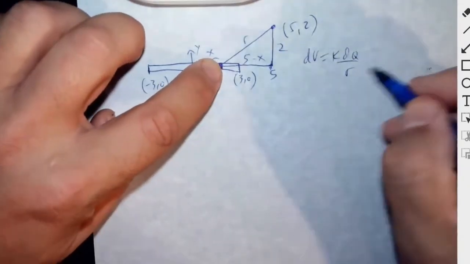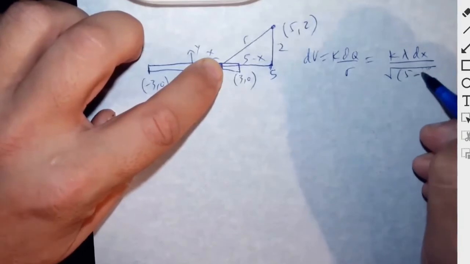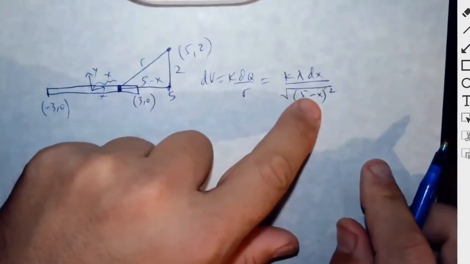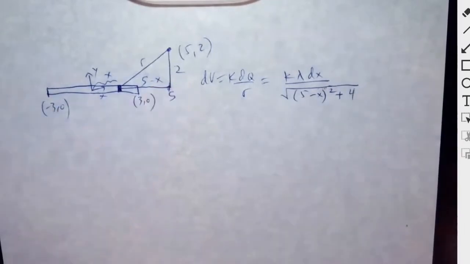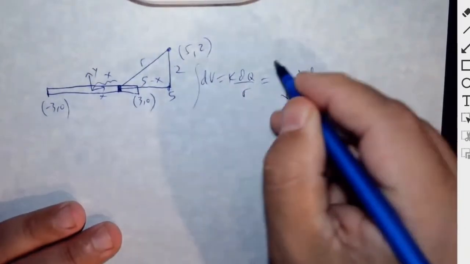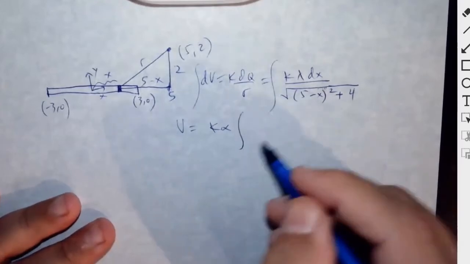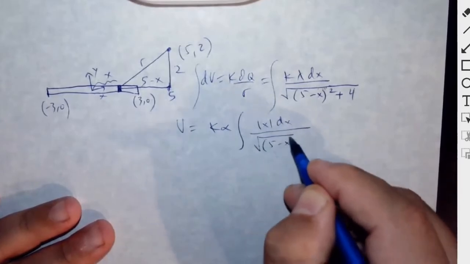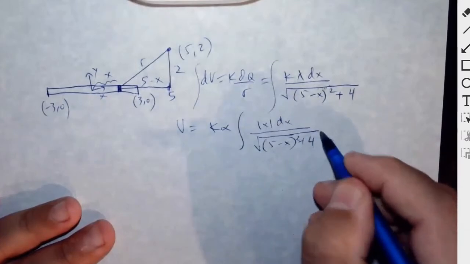So then R is going to be the square root of (5 minus X) squared plus 2 squared, which is 4. Okay, and then you put the lambda function at that point. So then integrate. Voltage is equal to K alpha times the integral from -3 to 3 of absolute value of X dx over the square root of (5 minus X) squared plus 4.